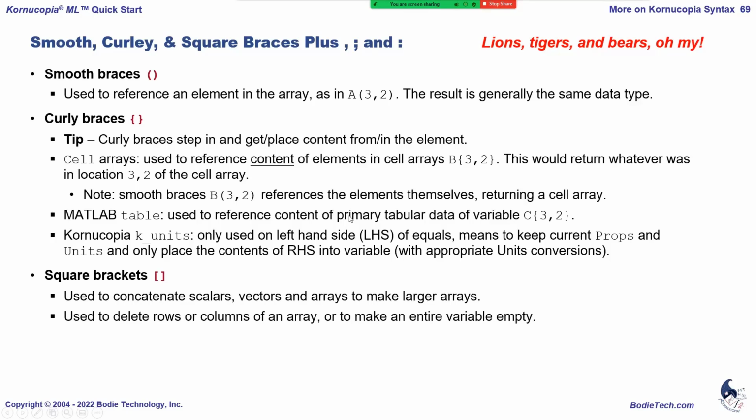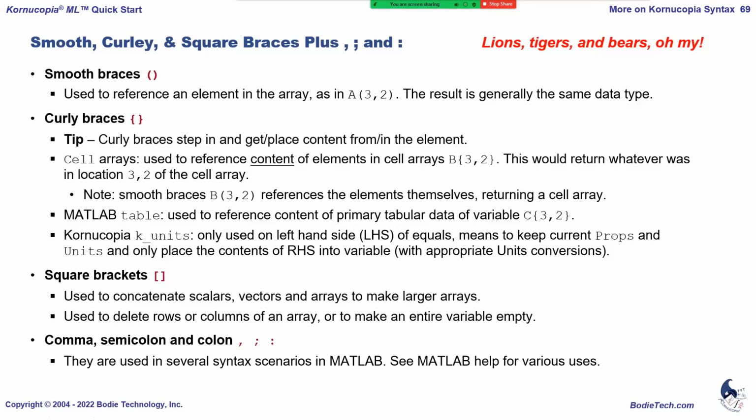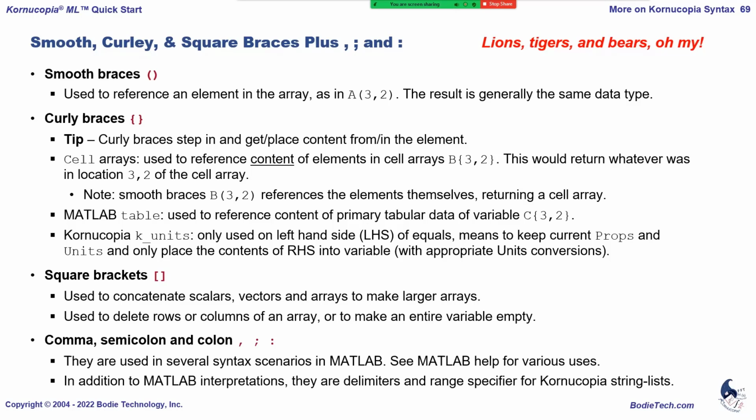Square brackets in MATLAB are used to concatenate scalars, vectors, and arrays to make larger arrays. They're also used to delete rows or columns or to make an empty variable. And then the comma, semicolon, and colon are usually various forms of delimiters, but there are several other syntaxes used in MATLAB. And for Kornucopia string lists, these are forms of delimiters.